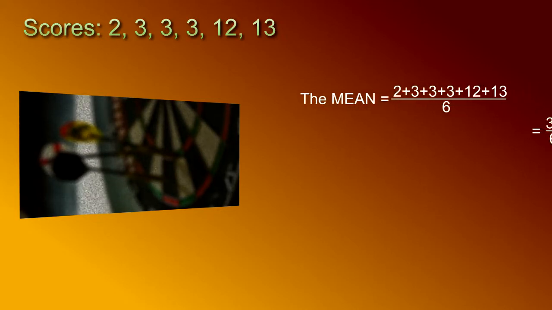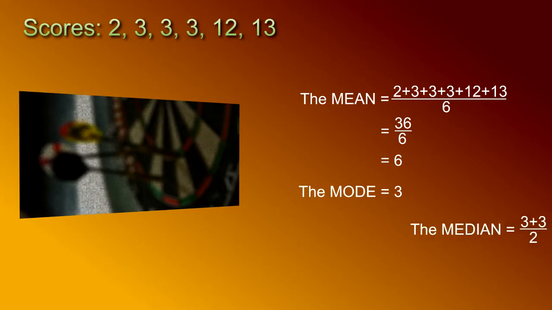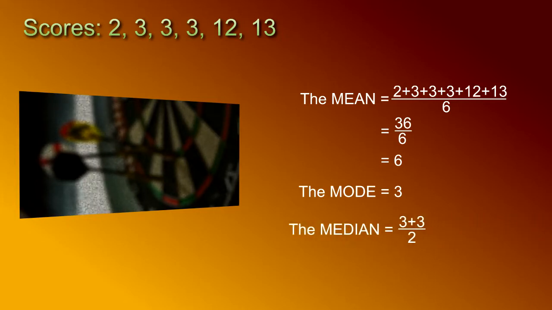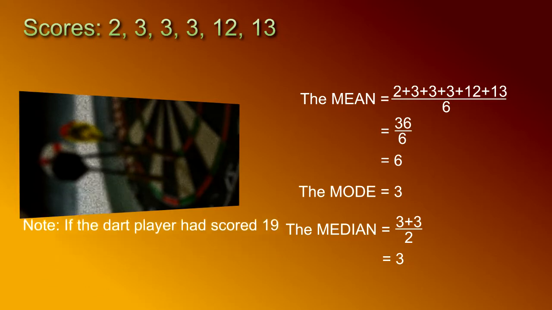So for my not very good dart playing, our scores were 2, 3, 3, 3, 12, 13. The mean is 2 plus 3 plus 3 plus 3 plus 12 plus 13 divided by 6. 36 over 6 equals 6. The mode is 3. The median, since we have an even number of observations, is 3 plus 3, the middle 2 observations, divided by 2, which equals 3.